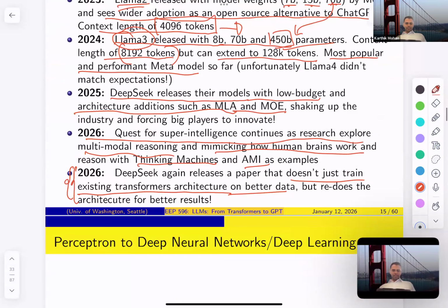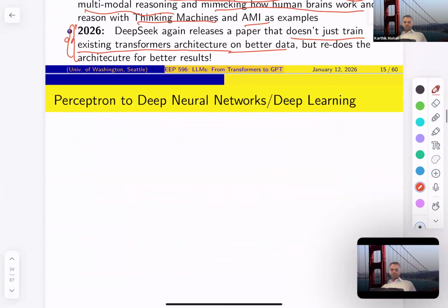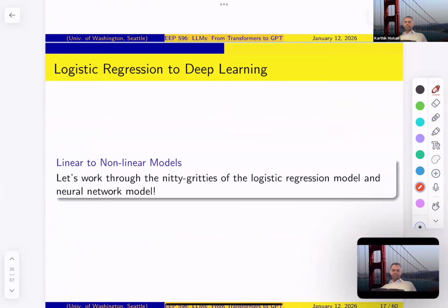Okay, so having gone through the history, we'll go back to basics. We'll go back to the beginning, right? So with perceptron, let's look at a perceptron, and connected to that is logistic regression. Logistic regression is very much like a baby of deep learning, and deep learning is a much bigger extension of logistic regression, right? So logistic regression is linear and deep learning is nonlinear.